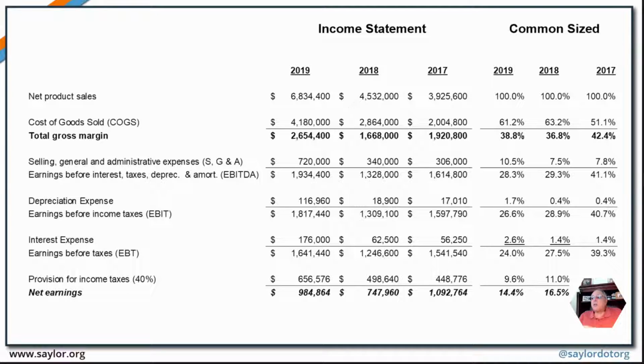Now, common sizing is a simple process that just wants to show a ratio between an item on the income statement and revenue. What is each item as a percent of revenue? So we've gone through and taken each item on the income statement for each of the 3 years that we're looking at, and we've common sized it or shown each item as a percent of sales. So now we can start to really think about an analysis of where we're going to go with this report.